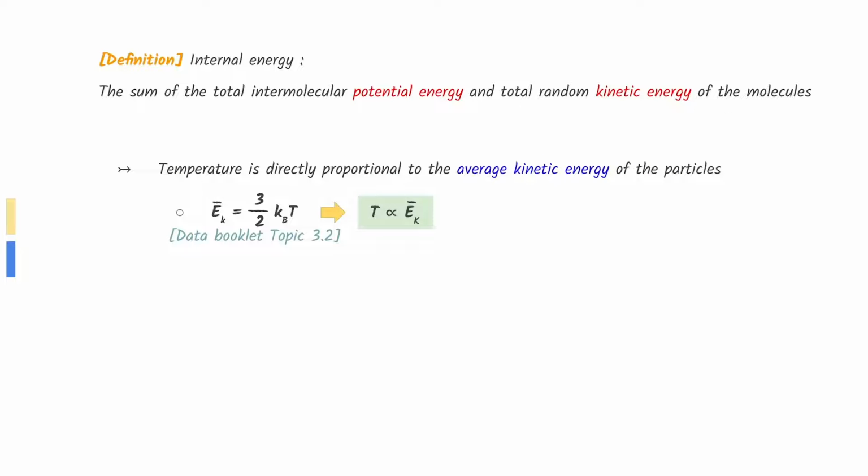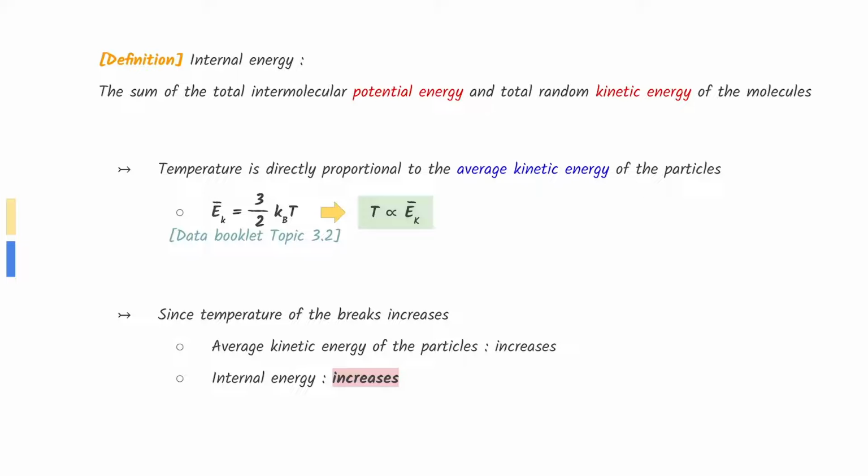The internal energy is defined as the sum of the total intermolecular potential energy and total random kinetic energy of the molecules. And temperature is directly proportional to the average kinetic energy of the particles. Since the temperature of the brakes increases, the average kinetic energy of the particles increases, and if that increases, the internal energy of the brakes increases.